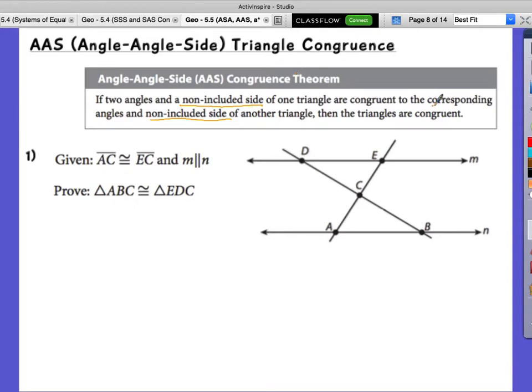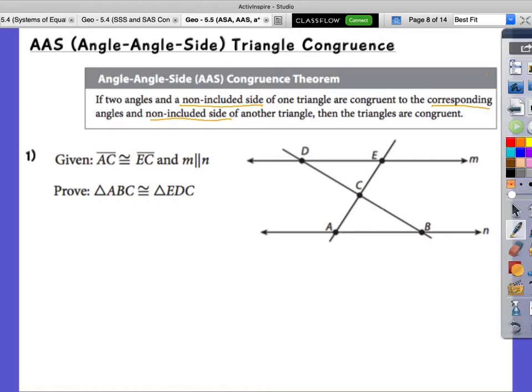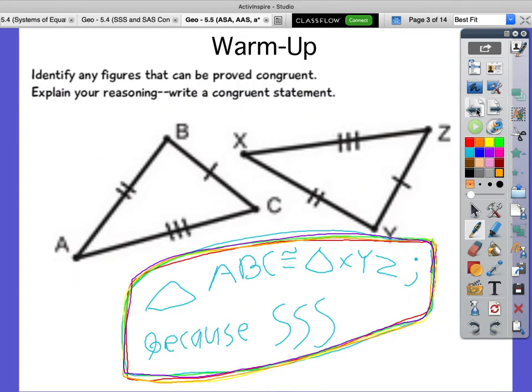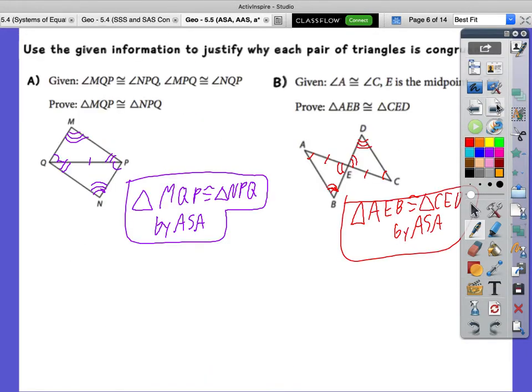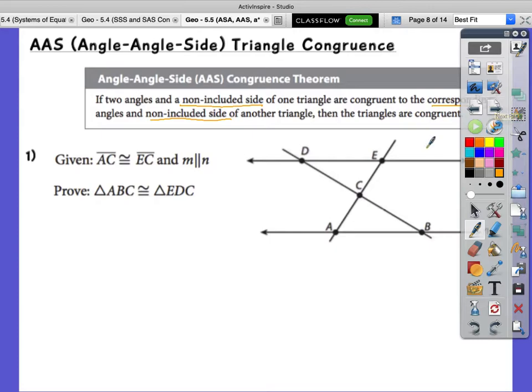You have to make sure that it is the corresponding ones. It can't be two different non-included sides. Like if I were to go back a moment and look at our hypothetical here, if instead of having this side congruent, I had this side congruent, those triangles wouldn't be congruent. That would not be enough information. It has to be the same corresponding side there. Question on that?